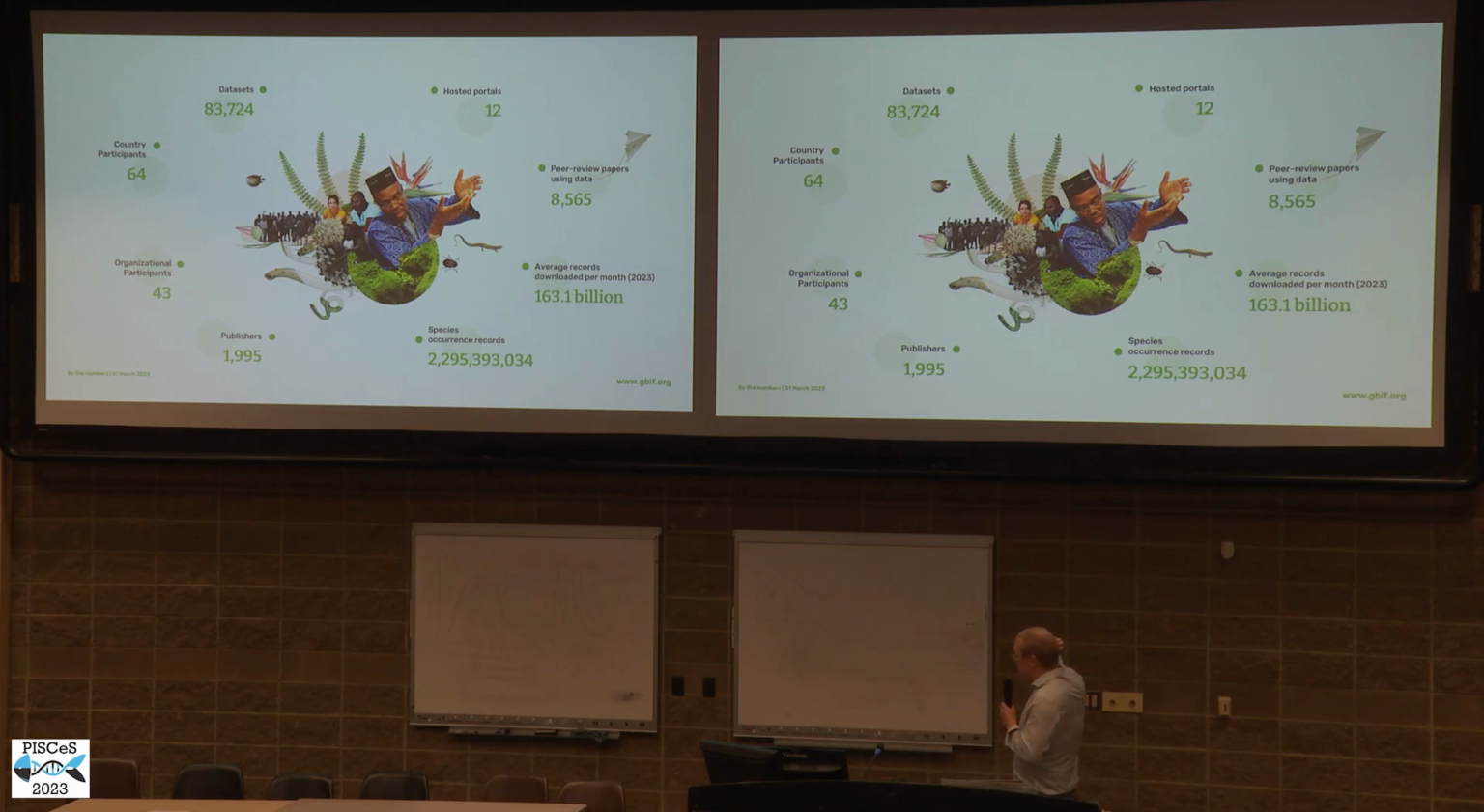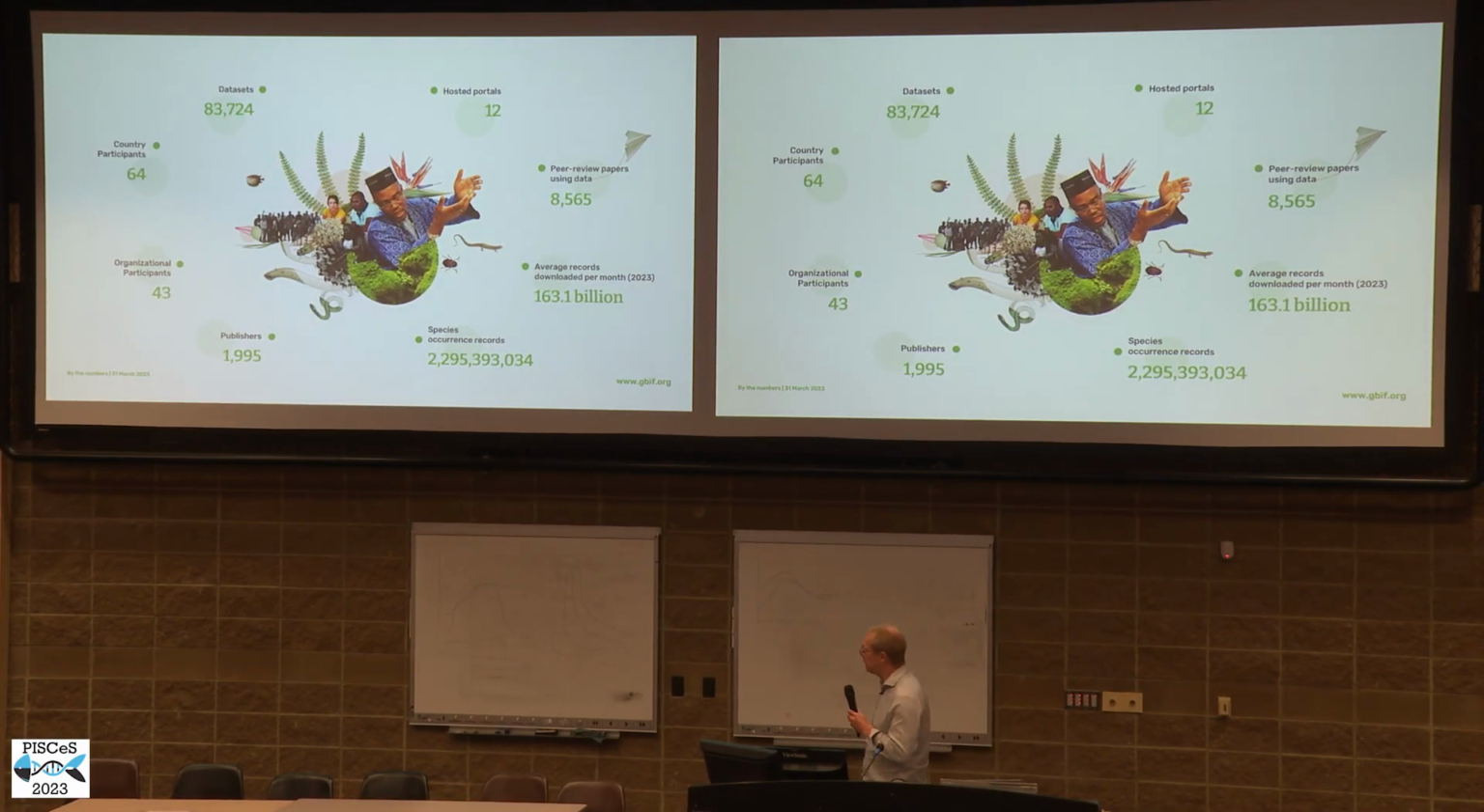Here are a few stats. You see that right now there are more than 80,000 data sets. What is important here is that we have more than 2 billion occurrences. What is an occurrence? That's GBIF language for a detection of a species some place in time and space. So a dot on a map, basically, with a name on it.